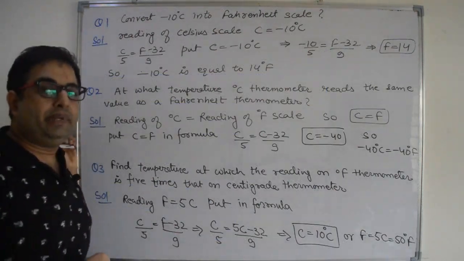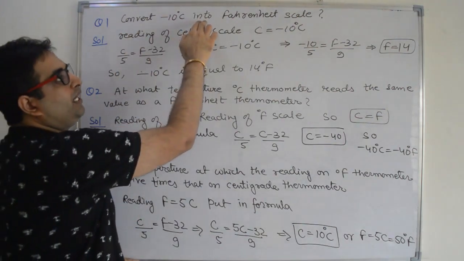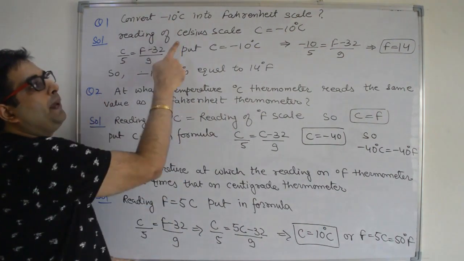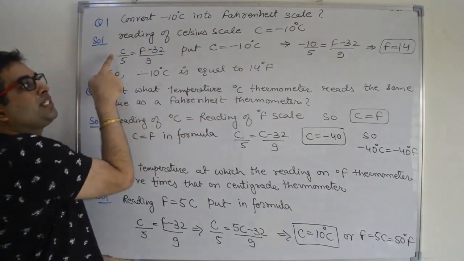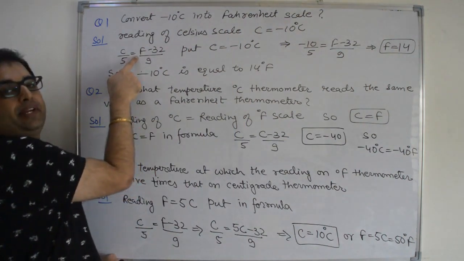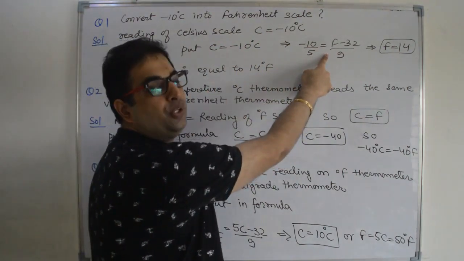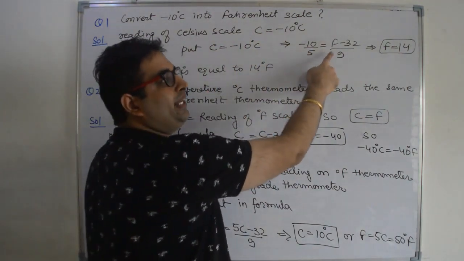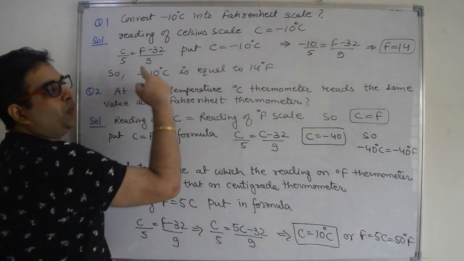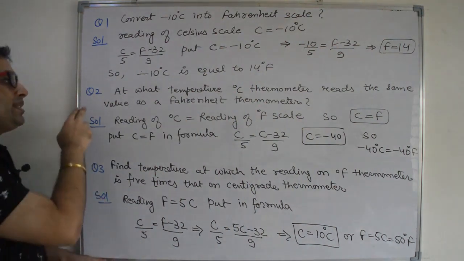Next point is numericals based on different scales. First, convert minus 10 degrees Celsius into Fahrenheit scale. So reading of Celsius scale is given to us, minus 10 degrees Celsius, right? C is given to us. They are asking what is the value of F, means Fahrenheit scale reading. So put the value C equal to minus 10 in this relation and calculate the value of F, that is Fahrenheit scale reading, and you will get 14, means minus 10 degrees Celsius is equivalent to 14 degree Fahrenheit, right? Second question.